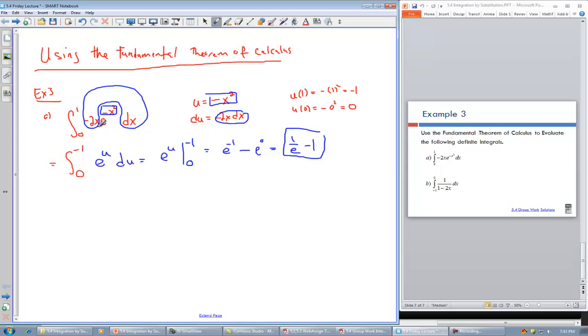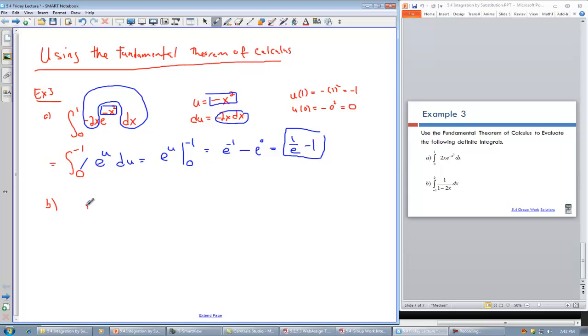Now remember, you can check these with your calculator by graphing this function here, this integrand, from 0 to 1, and then taking the integral, and you'll see that it will be equal to 1 over e minus 1. All right, let's do another one, part B.